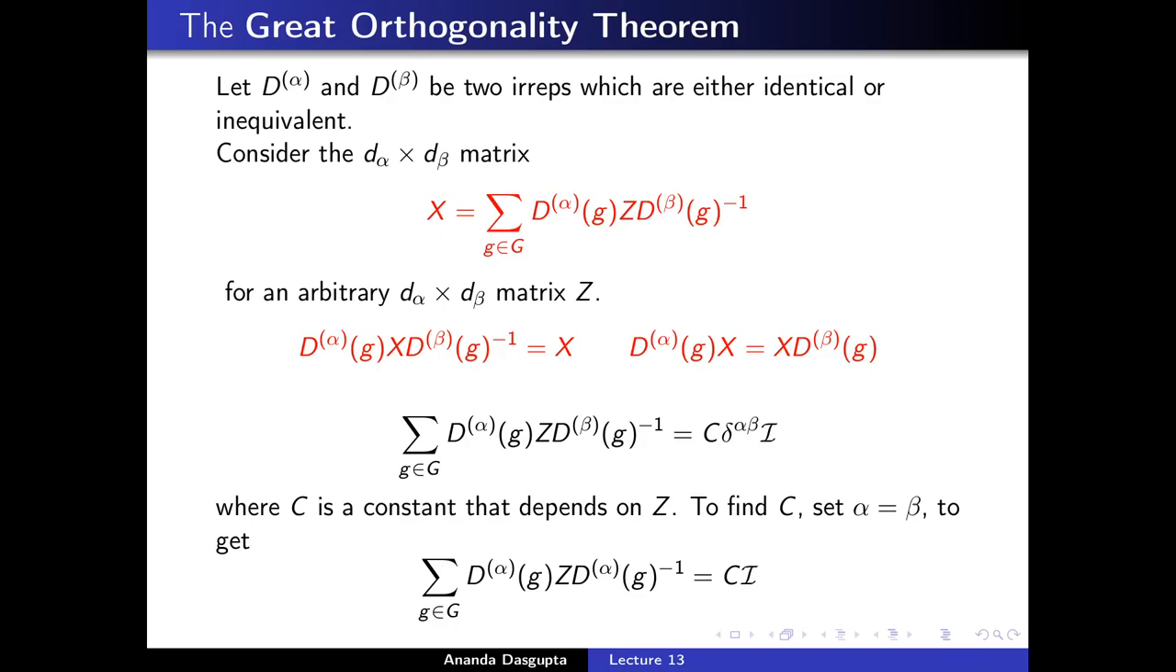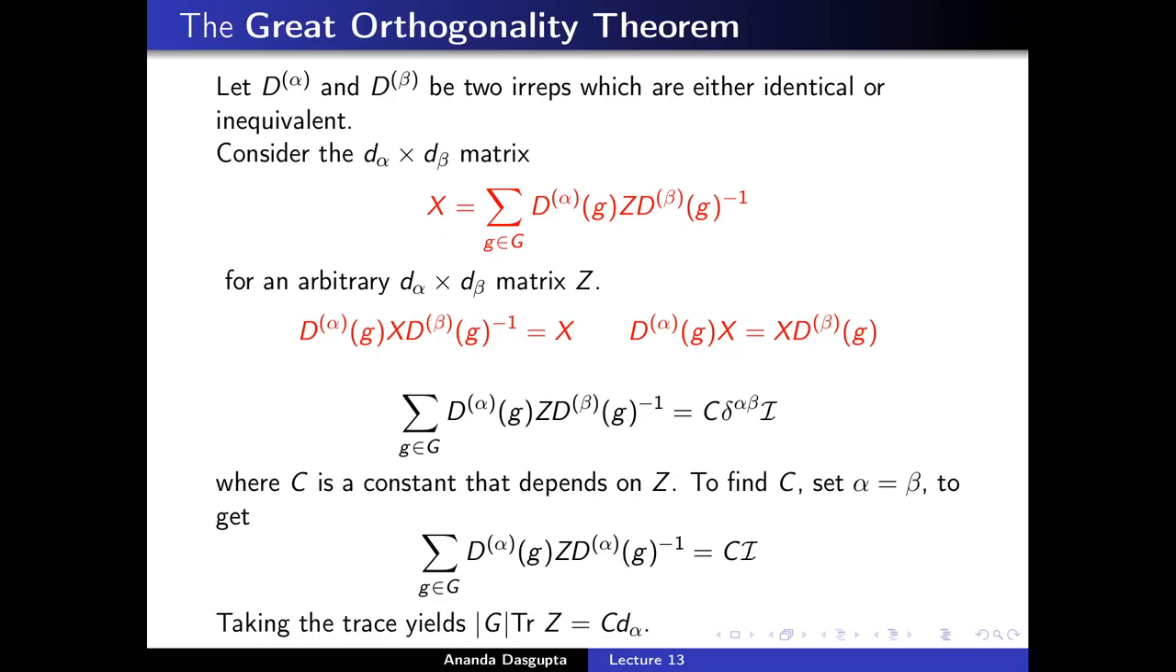And since each term gives you trace of Z, the left hand side sum is actually trace of Z times the order of the group capital G, the number of terms which this sum has. And this is what you end up with. Order of G times trace of Z must be equal to C times the dimensionality of the representation you're talking about. So this gives us C equals mod G trace Z by d alpha.